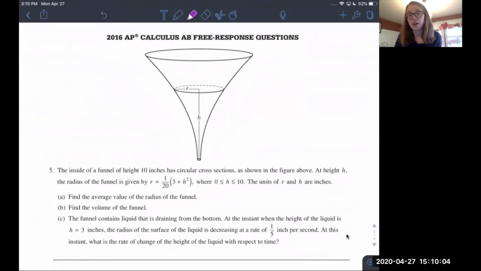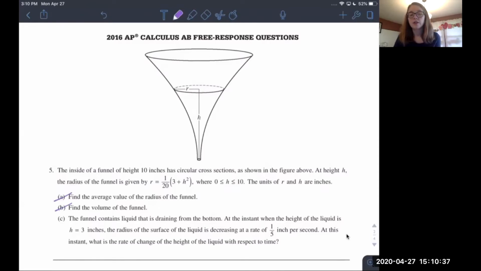It starts out with a diagram of a funnel, and it tells you that it has a height of 10 inches, it has circular cross sections, and at any height, the radius is given by the equation that they give for heights between 0 and 10. So the equation given relates r, radius, and h, height. Part A says find the average value of the radius of the funnel. That's not a related rates problem, so we're going to skip part A. Part B says find the volume of the funnel. That's not a related rates problem either, so we're going to skip part B.